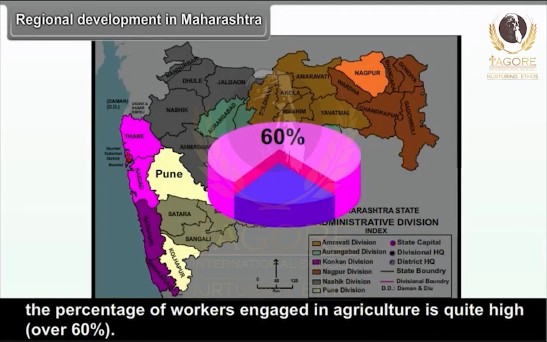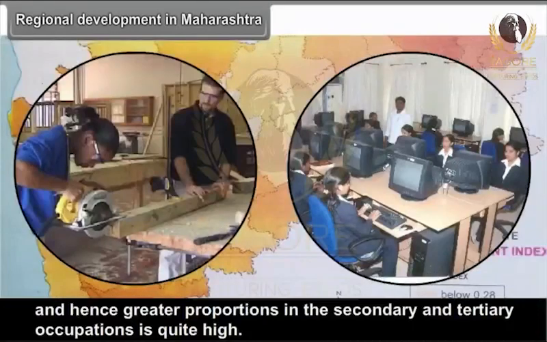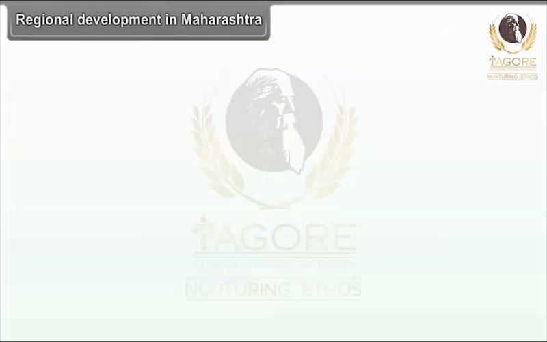Except for the districts like Mumbai City and Suburban, Thane, Pune, Nagpur, Raigad and Kolhapur, the percentage of workers engaged in agriculture is quite high, over 60%. The districts mentioned above are known for having industrial base and high level of urbanization, and hence the proportions in the secondary and tertiary occupations are quite high.